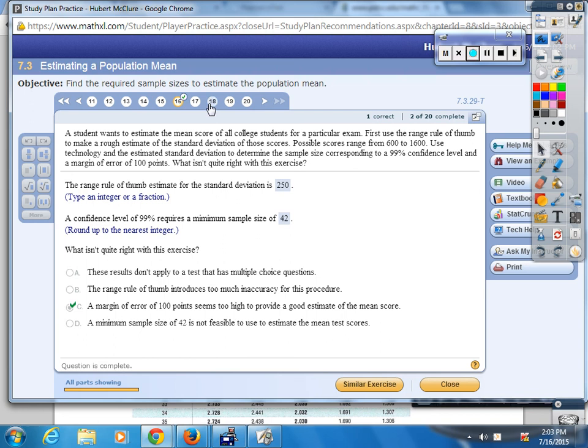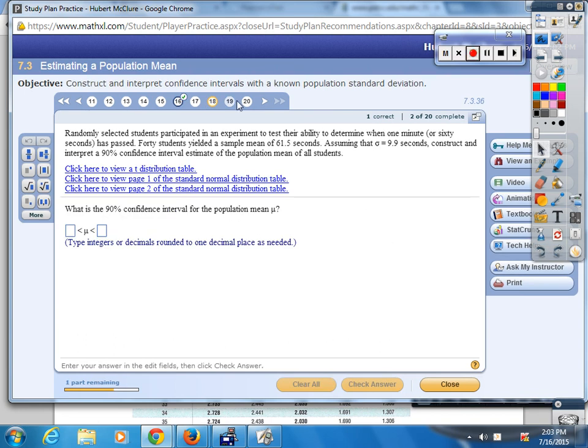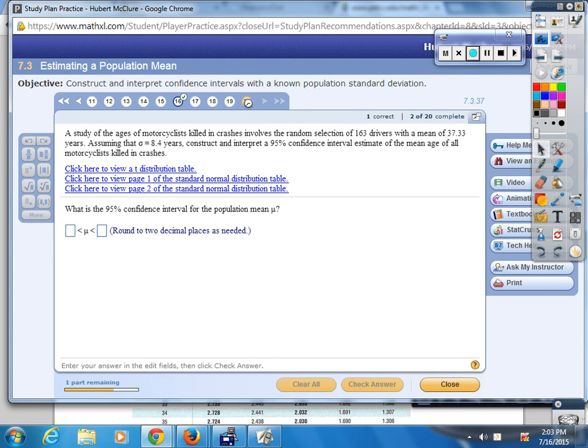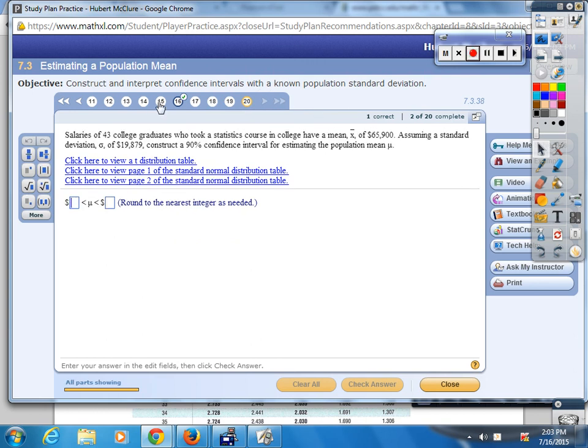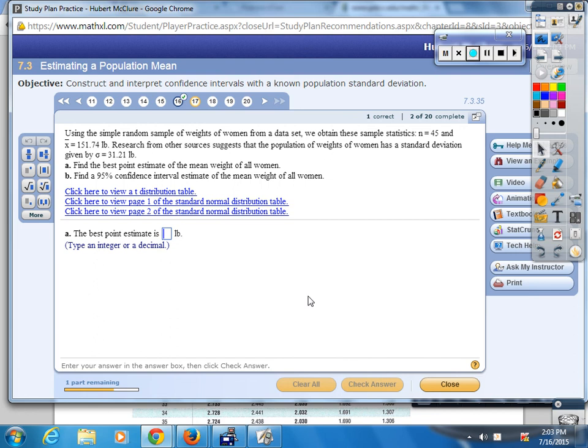All right, let's do one more. I'm going to try to get by with not doing a bunch of looking up stuff. Let me try 7 down. Using the simple random sample of weights of women from a data set, we obtain these sample statistics. N is equal to 45 and X bar is equal to 151.74. Research from other sources suggests that the population of weights of women has a standard deviation given by a stated value. Find the best point estimate of the mean weight of all women.